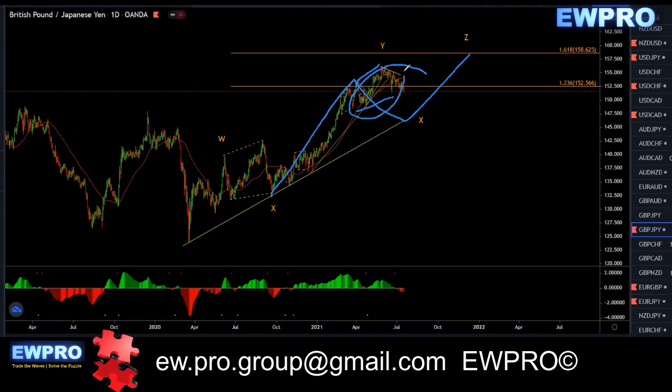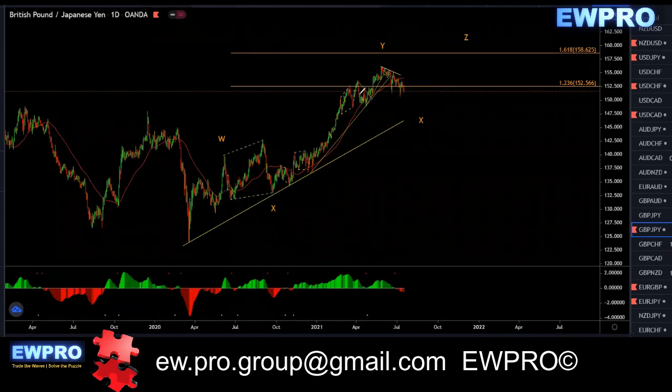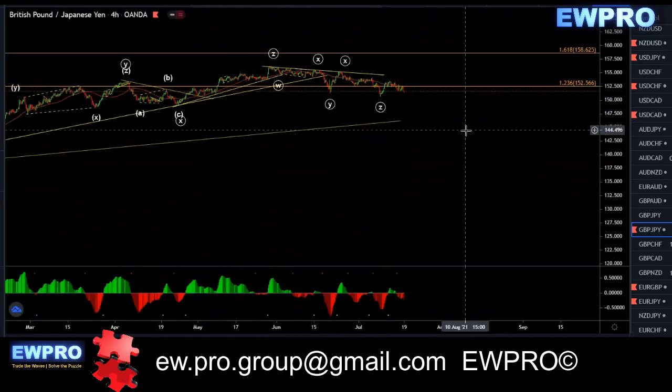This may be the correction in here. It's not quite large enough yet, but we can't rule out this as some sort of an expanding flat in here. Then get a Z up, like we got a running flat here, but it's looking very corrective.